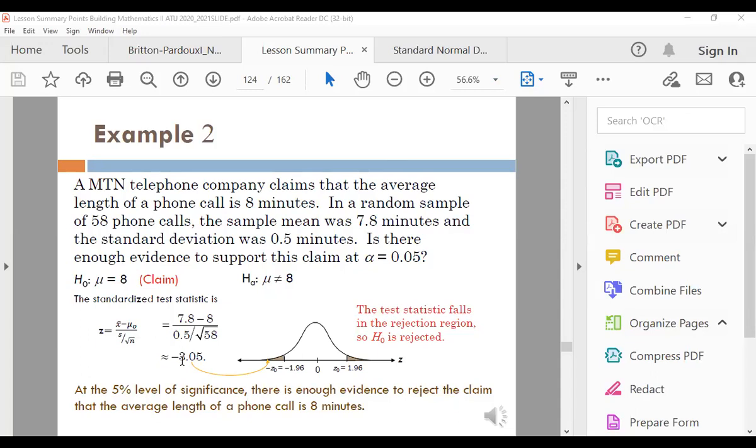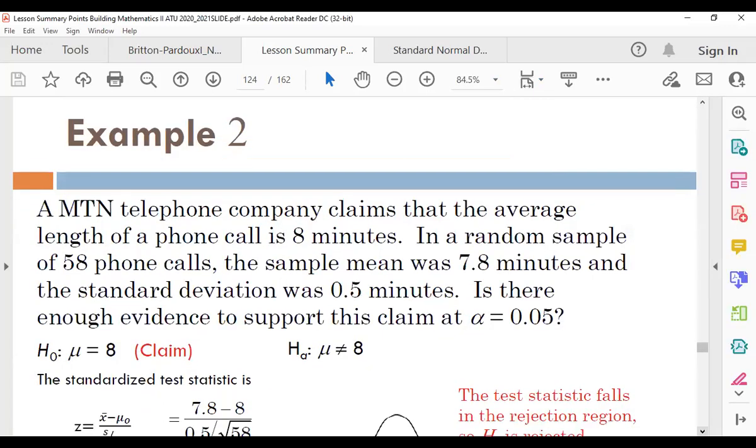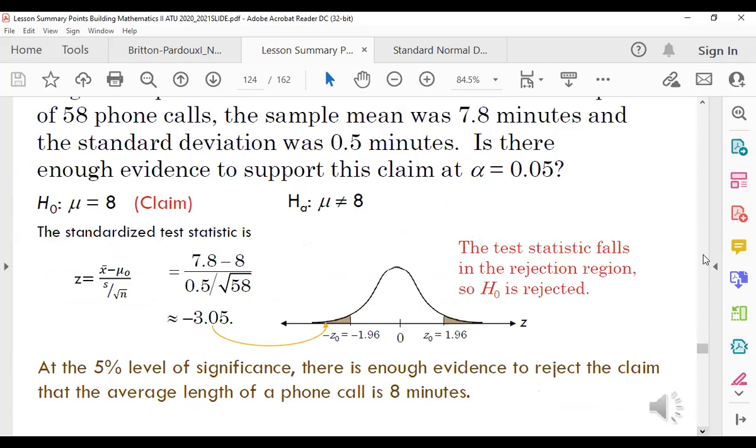So we said once you compare, you see from the diagram here, let me magnify that a bit for you. Once you compare the calculated value with your critical values, and you plot it on the graph, you find out that it's in the rejection region. So if it's in the rejection region, you reject.